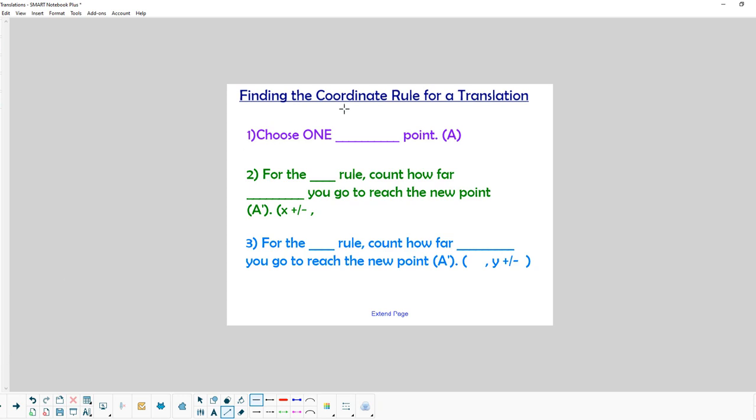So finding the coordinate rule for a translation is quite easy. You choose any point, choose one starting point.